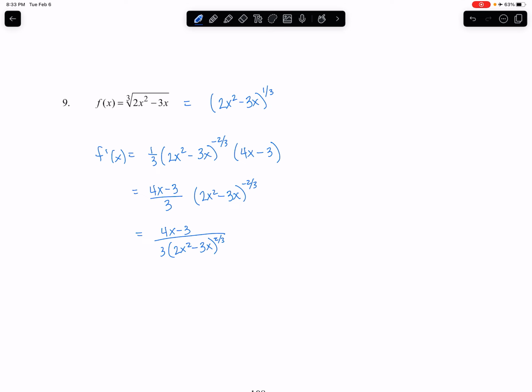And the last thing I would do is rewrite the 2/3 power as a radical. That way we don't have a fraction exponent. So we have 4x minus 3 over 3 times the cube root of 2x squared minus 3x all squared. If you need to, please review your exponent properties to make these simplifications a lot easier.